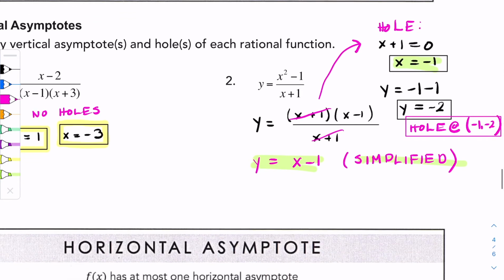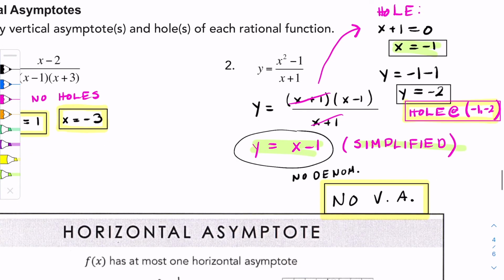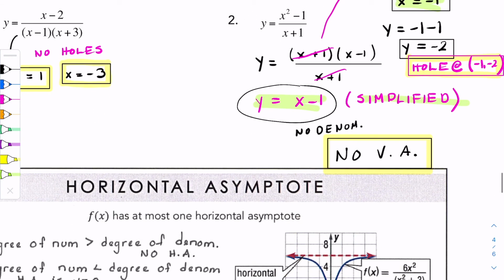Because we don't have any denominator left after we simplify, there's no denominator to set equal to 0. Therefore, we would say that there are no vertical asymptotes. So in this question, you're asked to find the vertical asymptotes and the holes. We have a hole. We do not have a vertical asymptote. And that is exactly what you would indicate: no vertical asymptote. And that's because there is no denominator after you simplify from the hole.